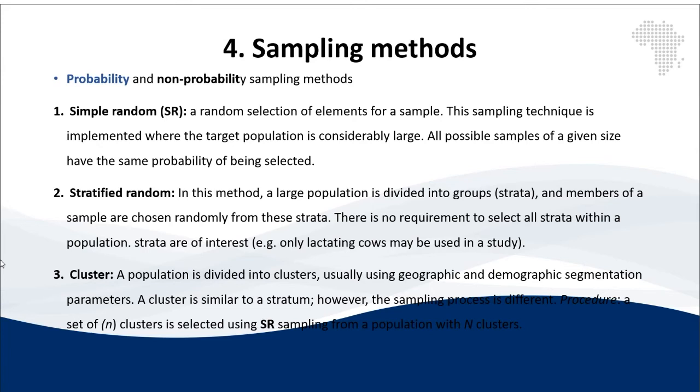The first method of probability sampling is random sampling. There's a random selection of elements for a sample. The sampling technique is implemented where the target population is considerably large. All possible samples of a given size have the same probability of being selected. So in this particular method, basically there is the selection of particular individuals so that you can use them for your respective research.